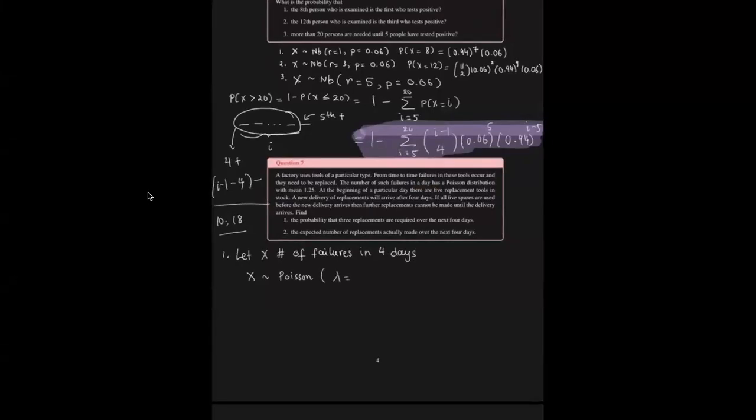Okay, so for part 1, we let x denote the number of failures in 4 days. Then x would follow a Poisson distribution. So in 1 day, we have mean 1.25. So in 4 days, we would have mean equal to 1.25 multiplied with 4. I believe this would be 5.